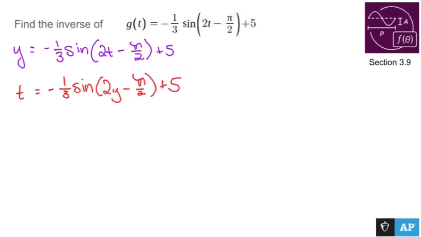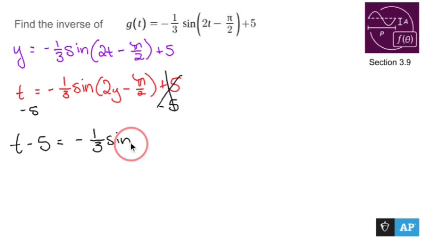I have to get sine all by itself. There's a negative 1/3 in the way. There's a 5 in the way. There's a 2 in the way. There's a negative pi over 2 in the way. Let's get rid of that 5 first by subtracting 5 from both sides. T minus 5 equals negative 1/3 sine 2y minus pi over 2.